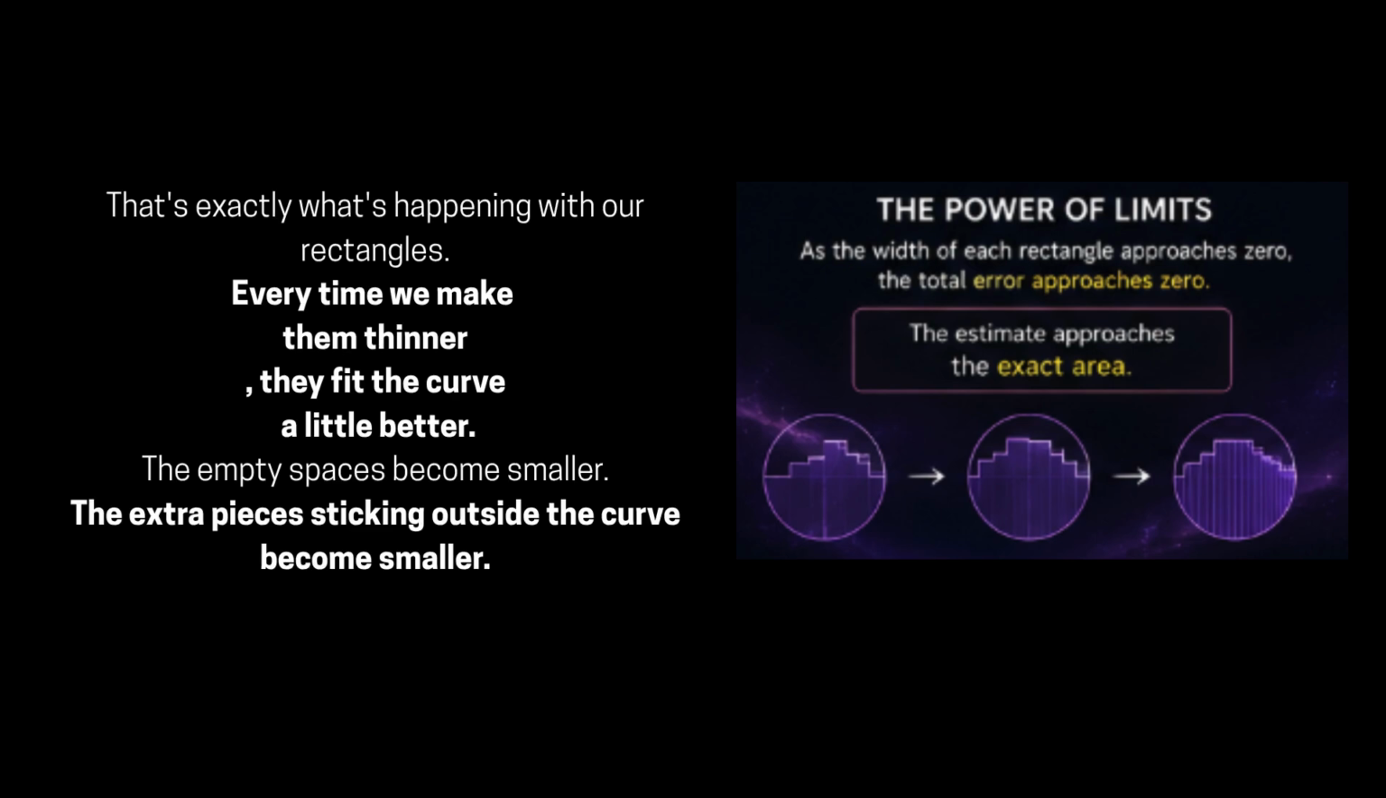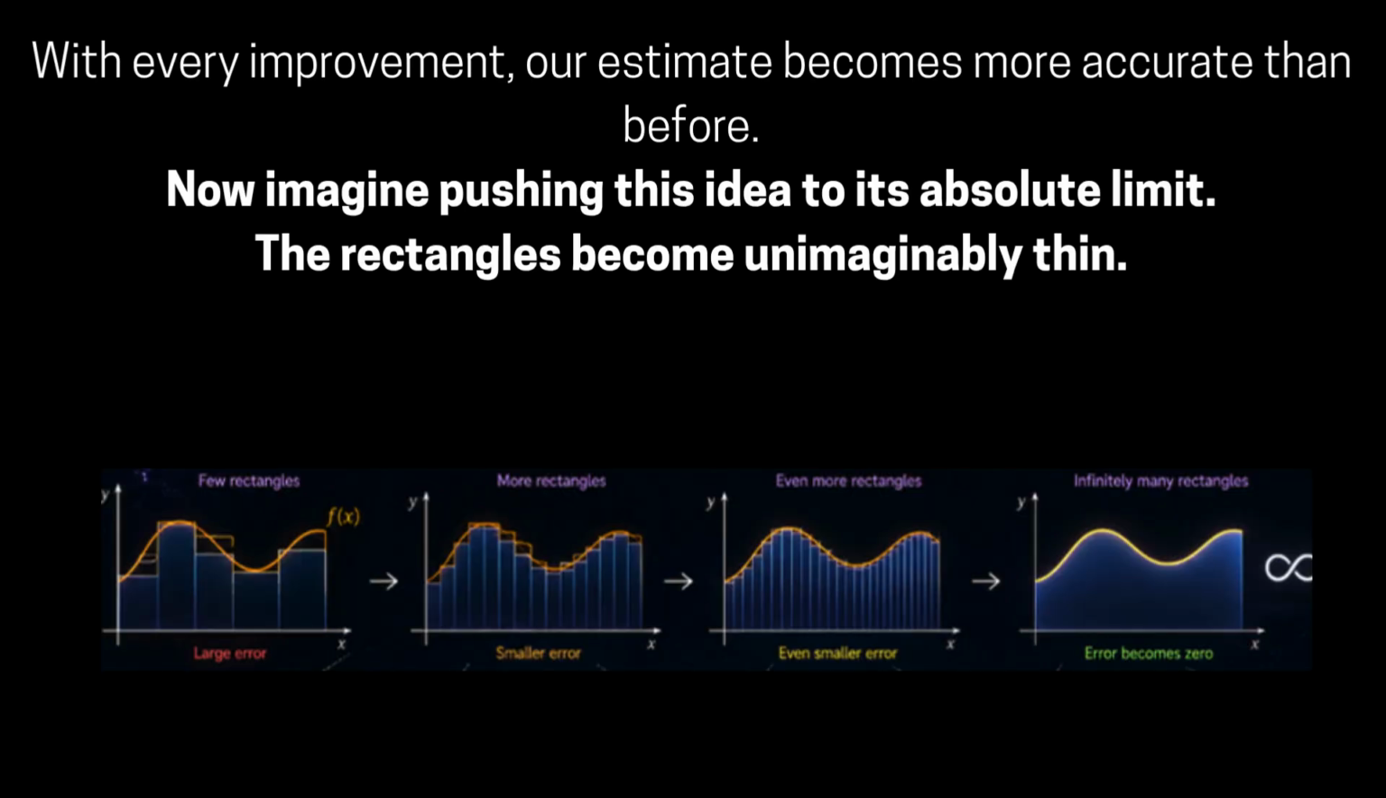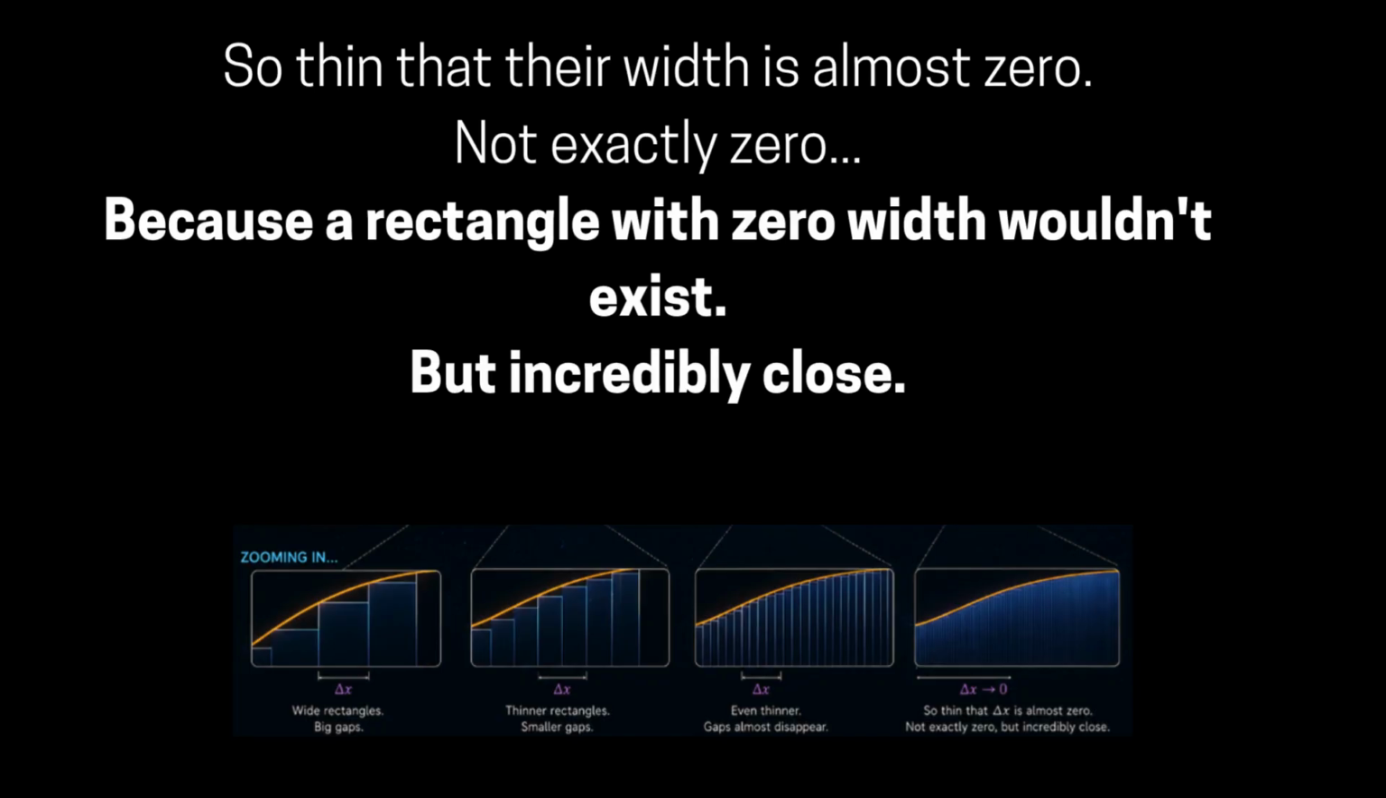That's exactly what's happening with our rectangles. Every time we make them thinner, they fit the curve a little better. The empty spaces become smaller. The extra pieces sticking outside the curve become smaller. With every improvement, our estimate becomes more accurate than before. Now imagine pushing this idea to its absolute limit. The rectangles become unimaginably thin. So thin that their width is almost zero. Not exactly zero, because a rectangle with zero width wouldn't exist, but incredibly close.